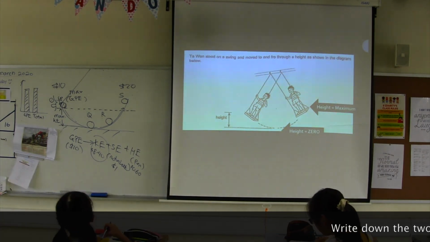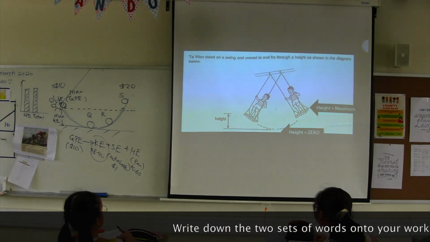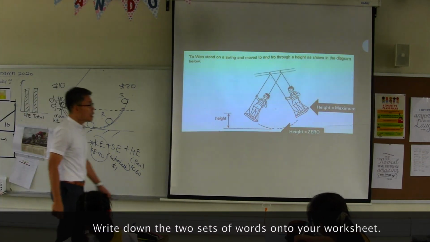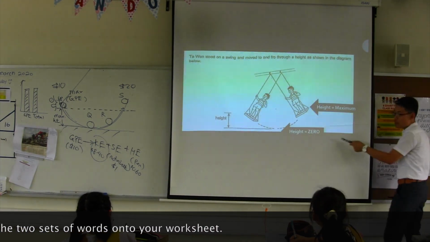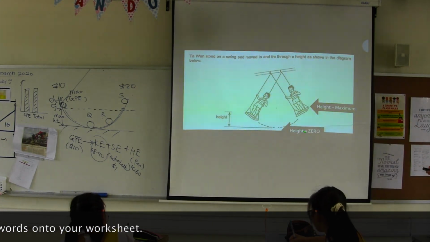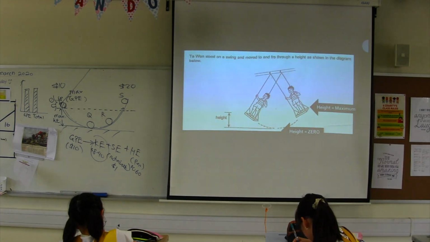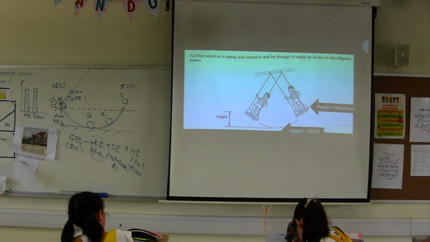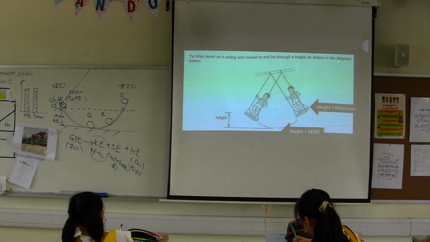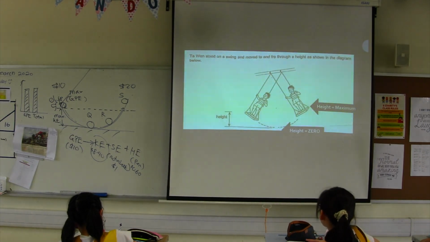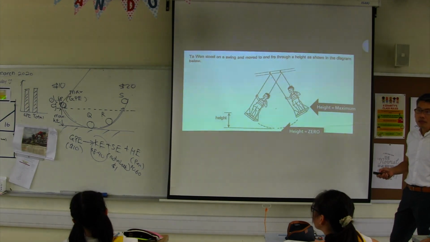Question 7. Can I ask you to write these two sets of words down inside the picture? Maximum height. And then minimum height, where the height is 0. Height equals 0 cm here. Height is maximum out here. Darwin stood on a swing and moved to and fro, at a height as shown in the diagram. Looks a bit like this, right? Height, a bit like that.